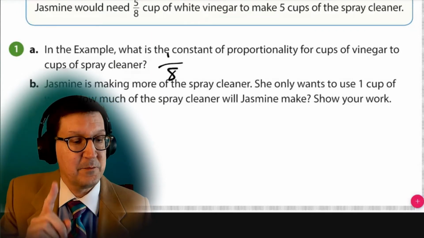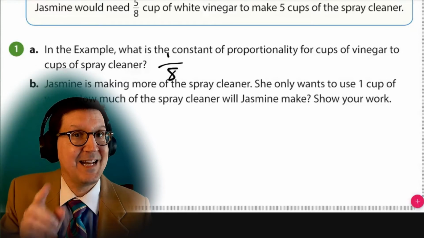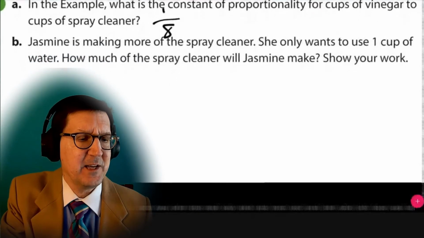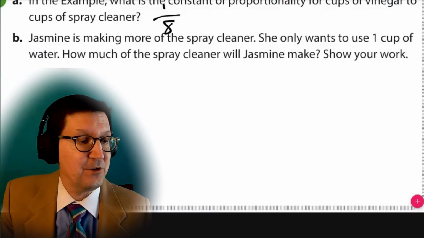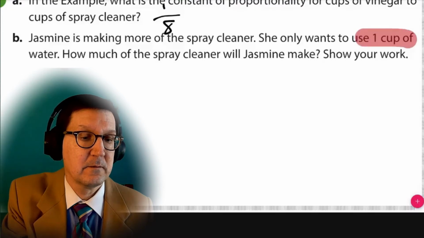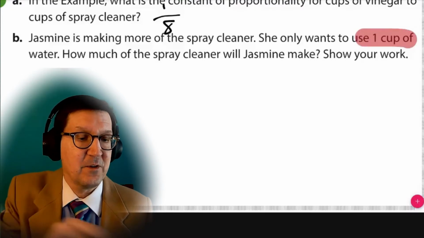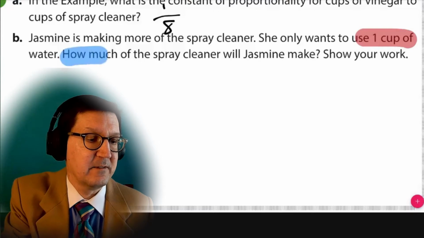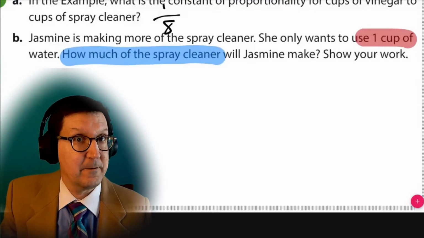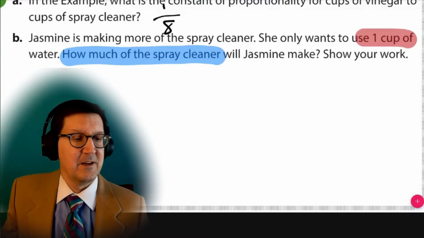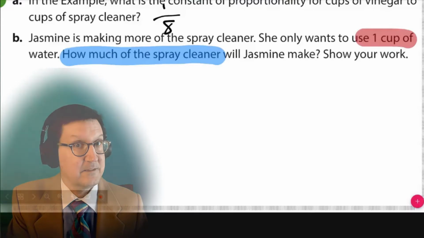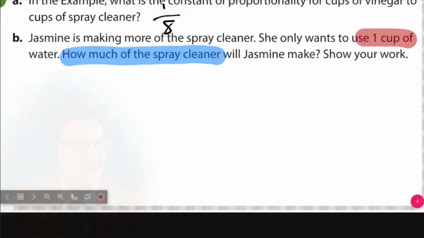Because it's 1/8 cup of vinegar to 1 cup of spray cleaner. So Jasmine is making more spray cleaner, but this time she only wants to use 1 cup of water. So how much spray cleaner will she make if she uses 1 cup of water? And show your work, of course. So I'm going to pause for a second. You can work that out, and when you come back, we'll check it.